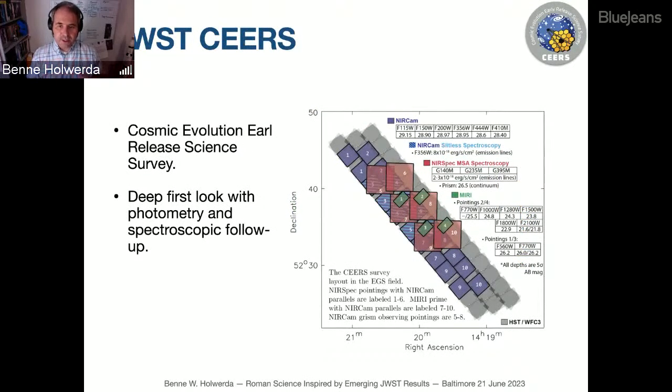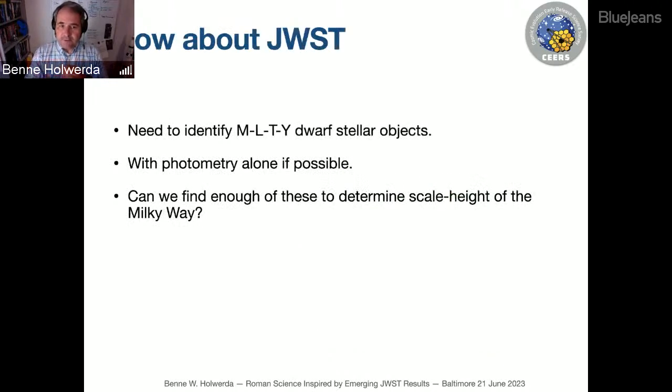Well, for one thing, James Webb is a fantastic instrument for just about anything. But here specifically, I'll talk about the SEERS collaboration, and we'll talk about how to find these stars in JWST data. So we need to identify these M, L, T, and Y type dwarf stellar objects, or ultra-cool dwarfs, or whatever you want to call them, with photometry alone if possible.